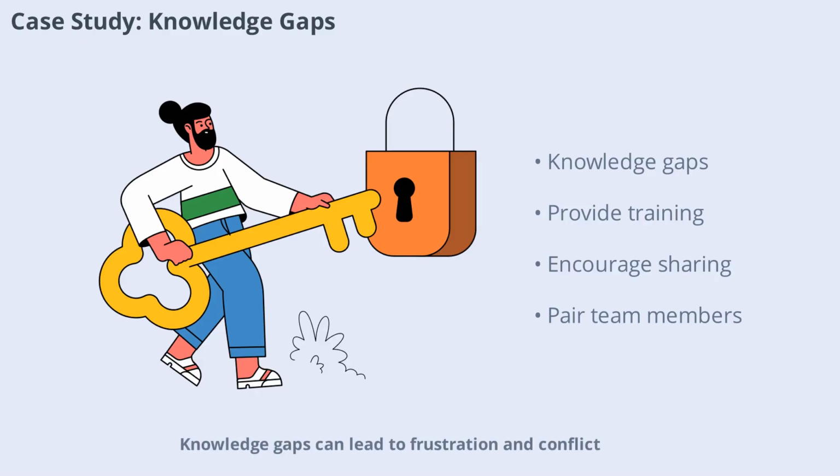Knowledge gaps can lead to frustration and conflict, especially when team members have different levels of expertise. The source is skills, and the stage is perceived conflict. You provide training, encourage knowledge sharing, and pair experienced members with those needing support. This approach builds capability and reduces tension.